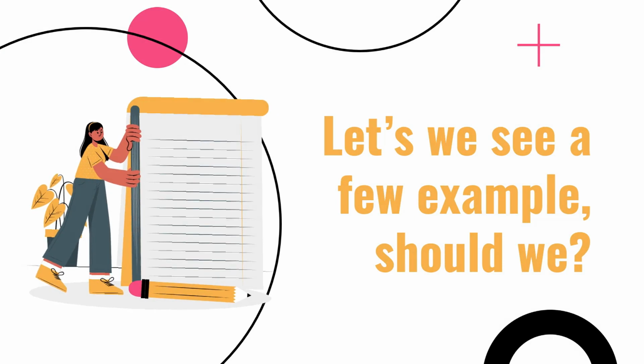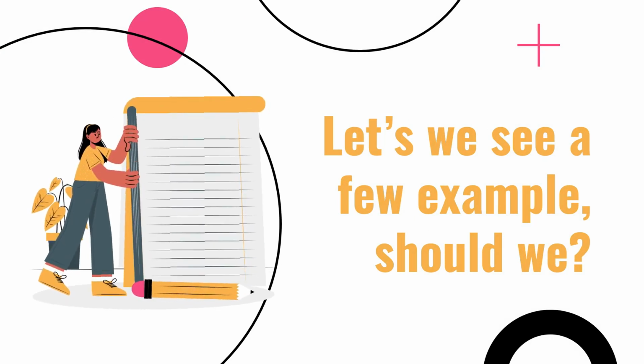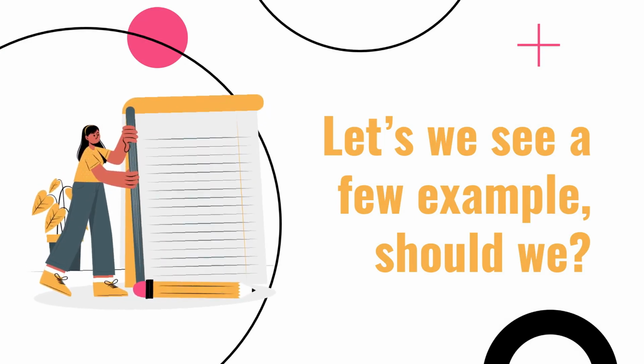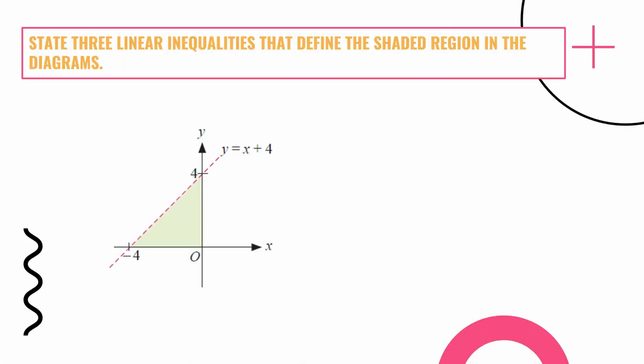Okay, let's see a few examples. What we are going to learn today is simple and easy to learn. We're going to take a look at three examples. The question is: three linear inequalities that define the shaded region in the diagram.